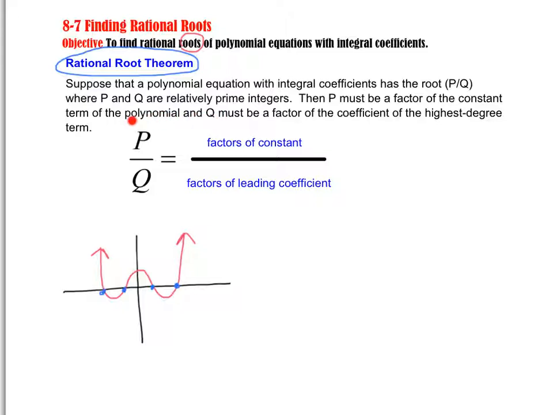What this whole idea of p over q does is let us generate a list of all of the possible roots. That way we can choose from that list to help us narrow down and find the roots of the equation. So we'll be writing these fractions of possibilities. All of the possible values of p are the factors of the constant term in the polynomial, and q are all the factors of the leading coefficient.